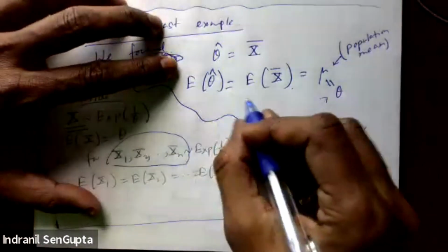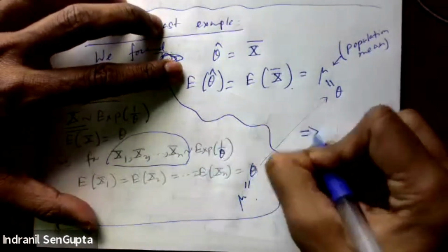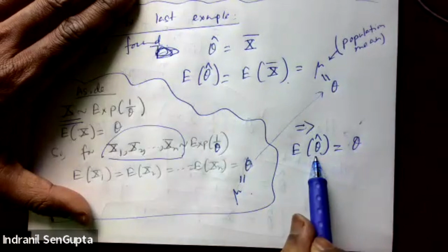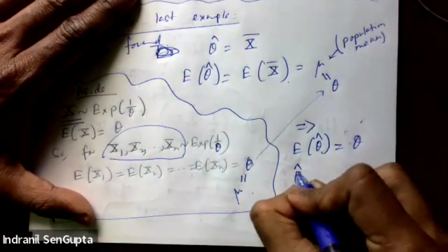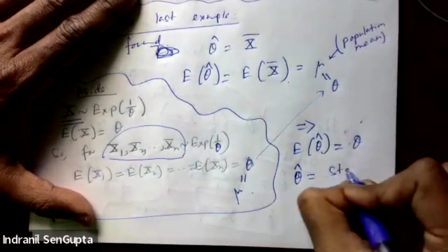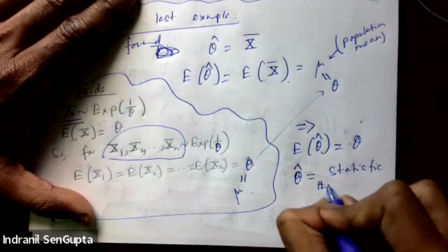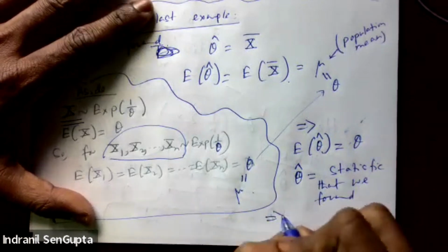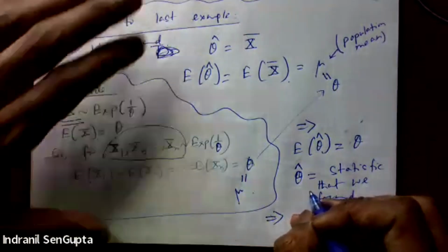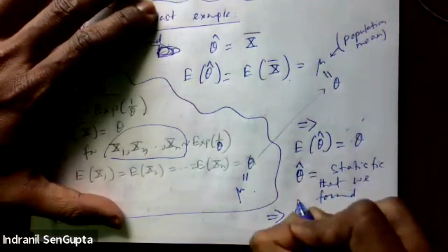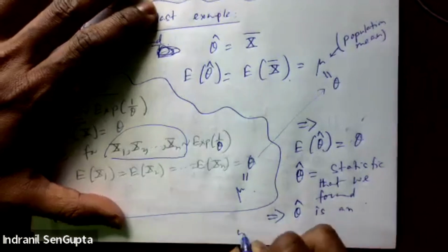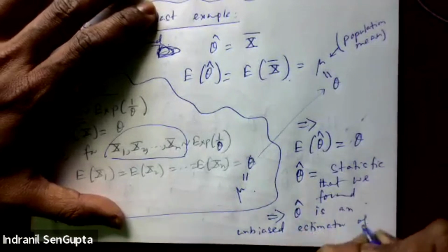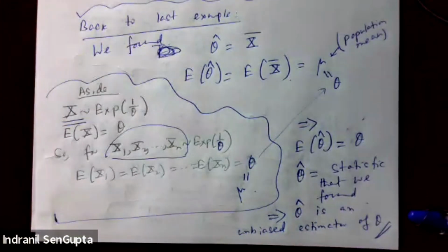So what we found is E of theta hat is theta. What is theta hat? Theta hat is the statistic that we constructed. Since this is true, we say that this theta hat is an unbiased estimator of theta. That is the goal, and that is what we found.